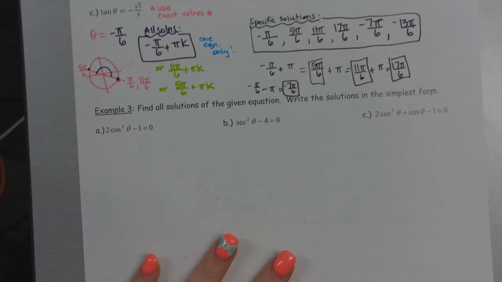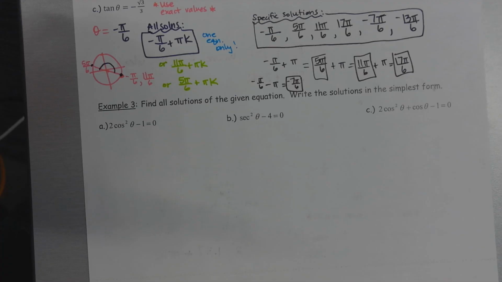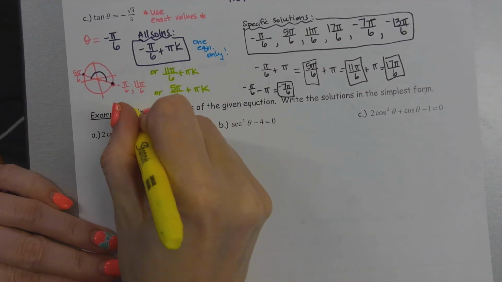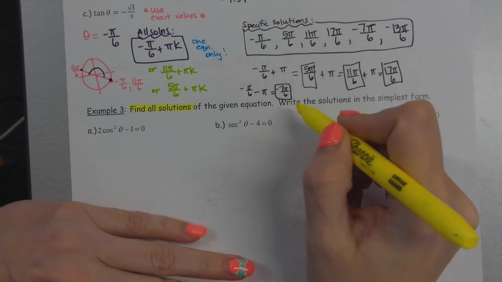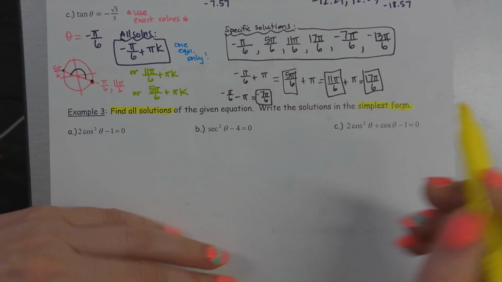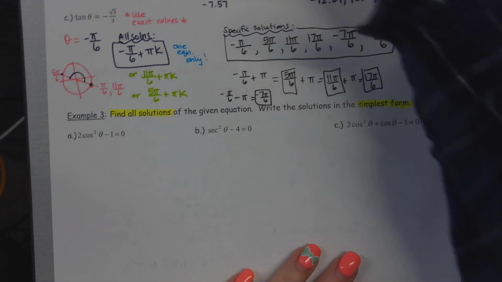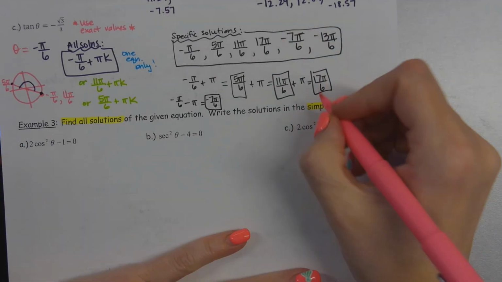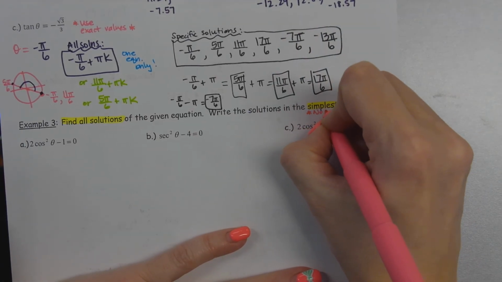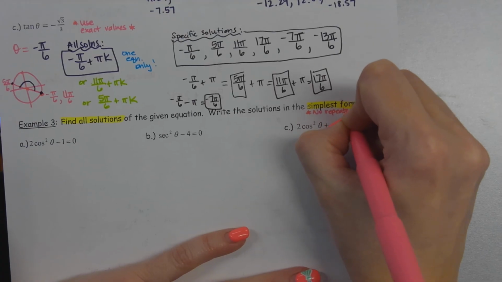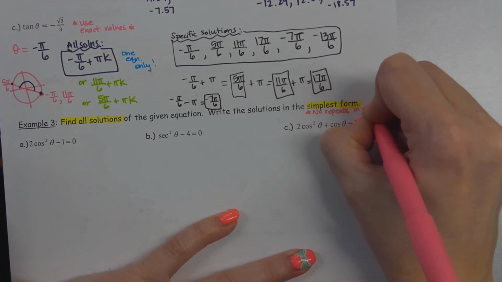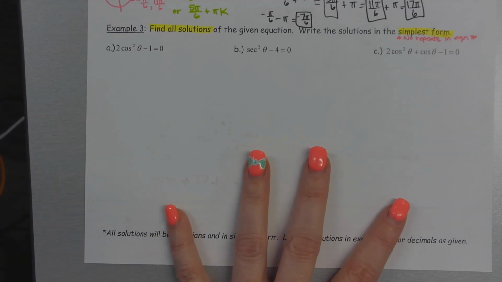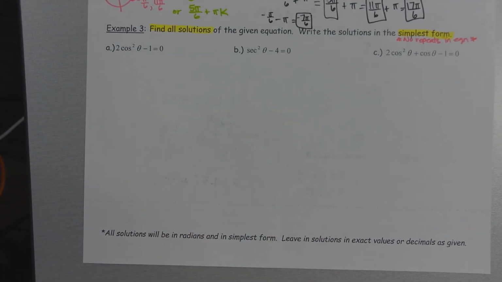All right, and then for example 3, this says to find all solutions of the given equation, and then write the solutions in the simplest form. In terms of the solution, that means you want your equation in the simplest form. Okay, so no repeats in the equation if they are pi units apart. Okay, so I'll show you what we mean for that.